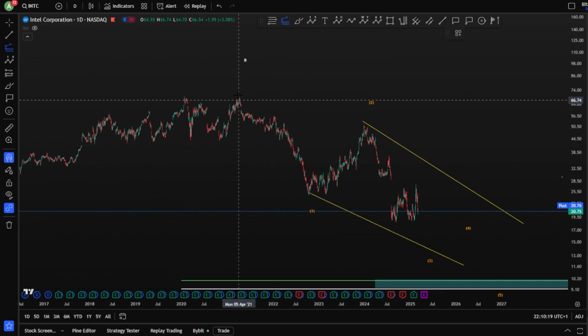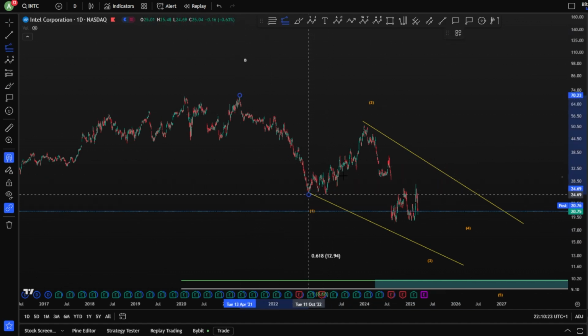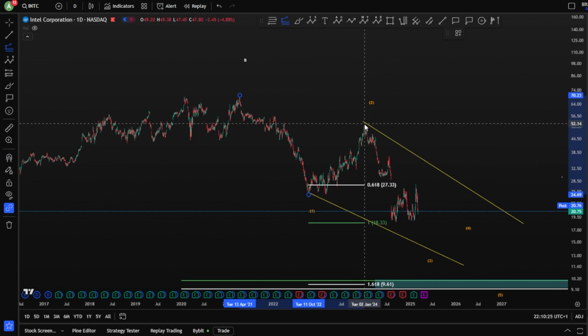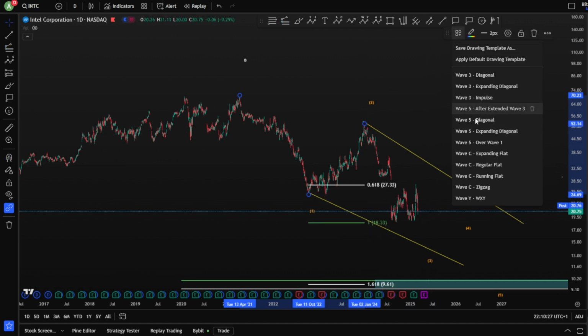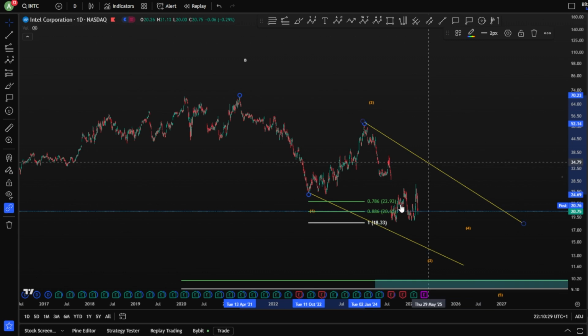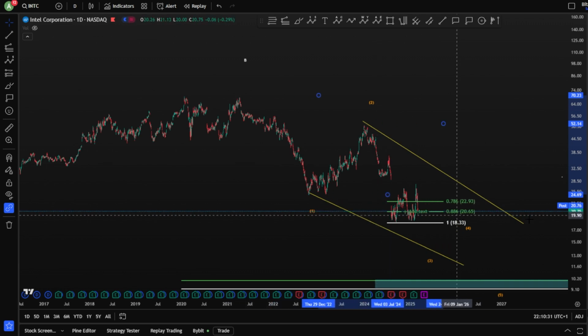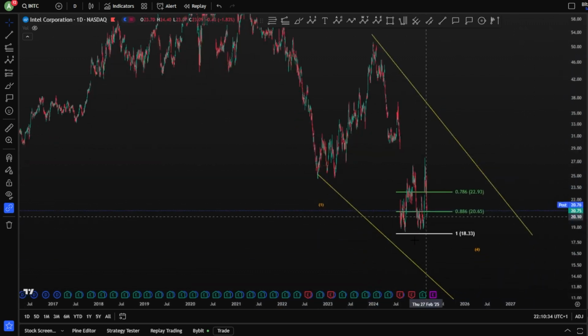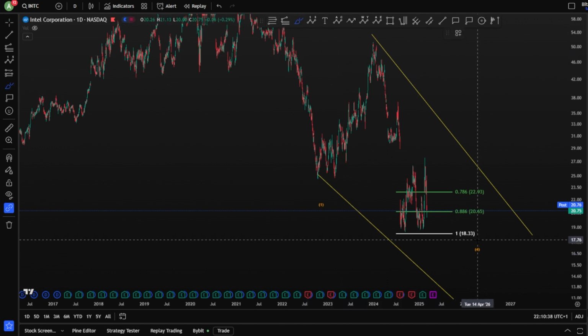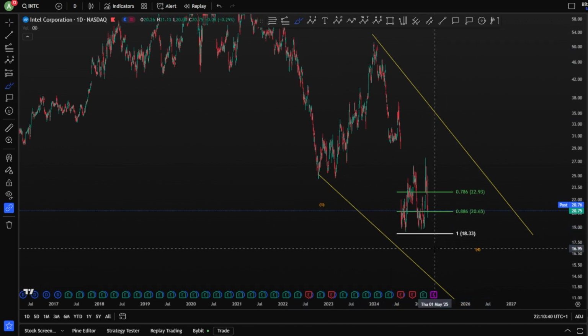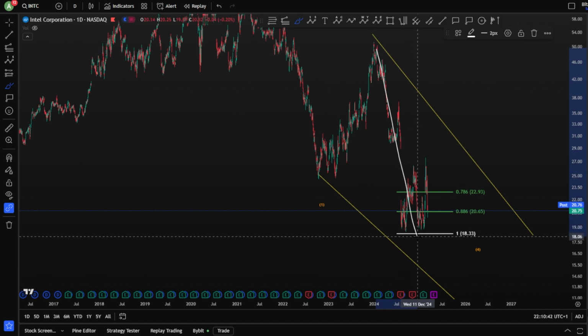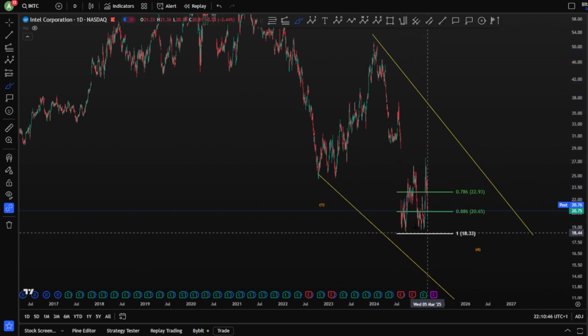However, let's take some fib to be a little bit more secure that we are inside the fib levels for a wave 3 here in a diagonal. Here we go. So let's see. Ouch. Okay, so we cannot move further, guys. We're very close to the 1-to-1 fib level. It's not allowed for the wave 3 to hit the 1-to-1 fib level. If it does, therefore, invalidation.